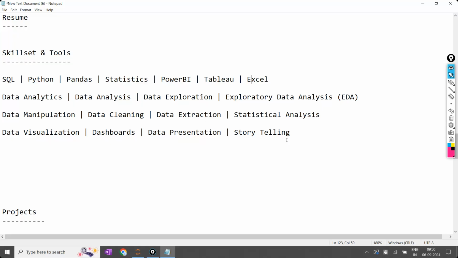Before that, for example, data will be collected by the data engineering team. That is different. Once you receive the data, data analysis starts. Analysis starts from here, not from collecting the data.